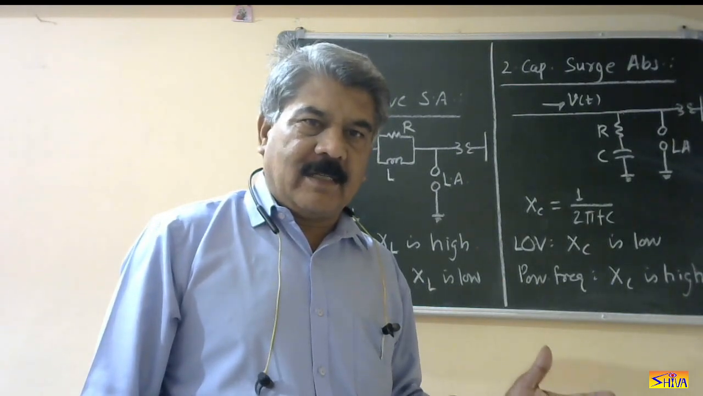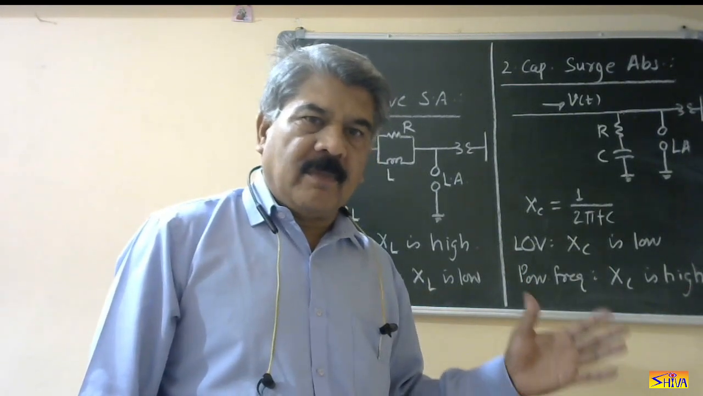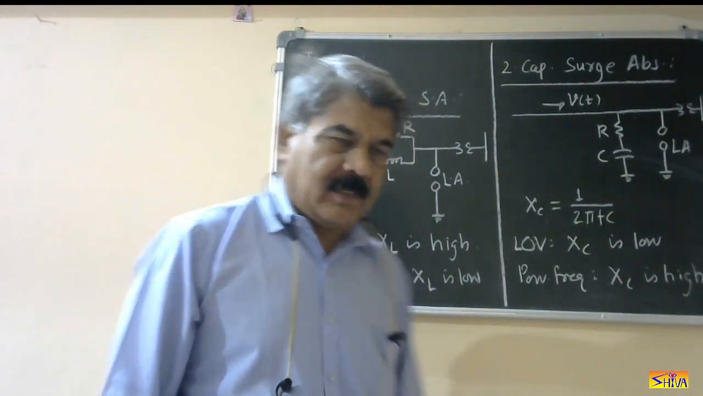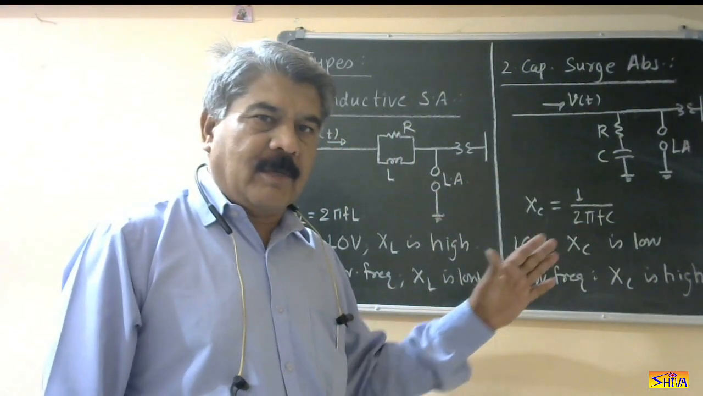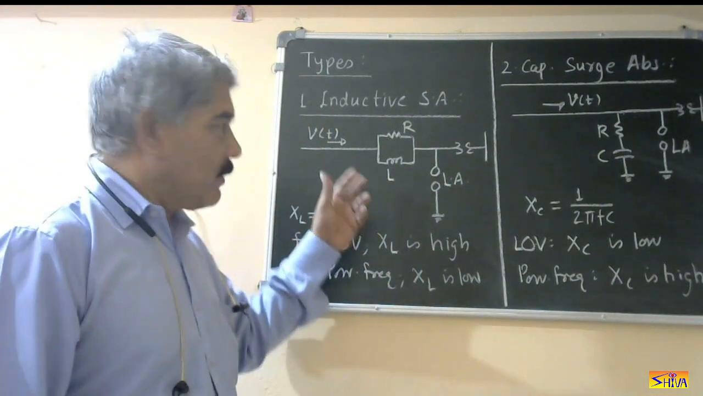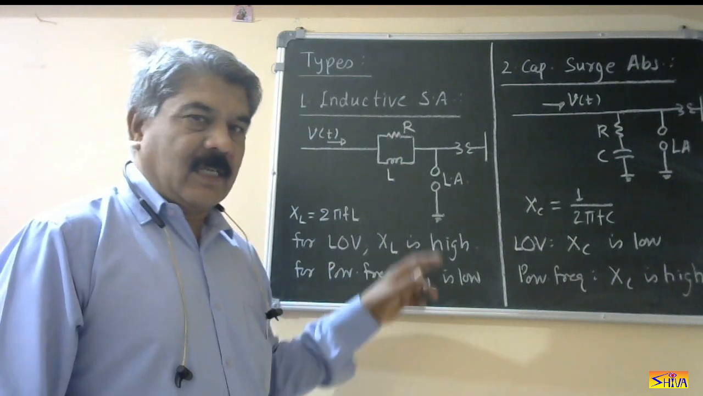Why before the lightning arrestor? Because it has to absorb the energy of the surge and the remaining surge will be passed down to the lightning arrestor. So we install the surge absorber always before the lightning arrestor. Now let us come to the types. First is inductive surge absorber.